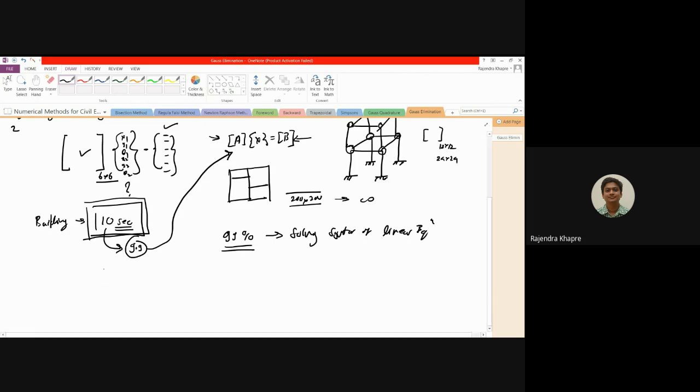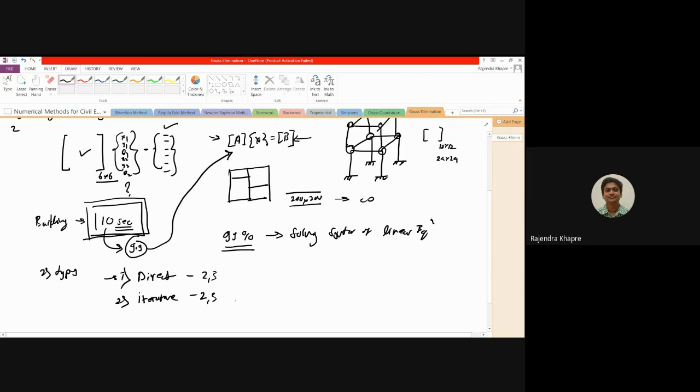Now to solve a system of linear equations, there are two types of methods. The first type is called the direct method. Let me write down DIRECT. And the second type is the iterative method. So we are going to study two or three direct methods, and two or three iterative methods to solve the system of linear equations, right?